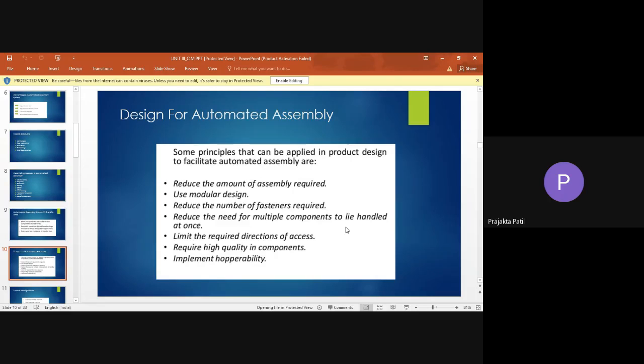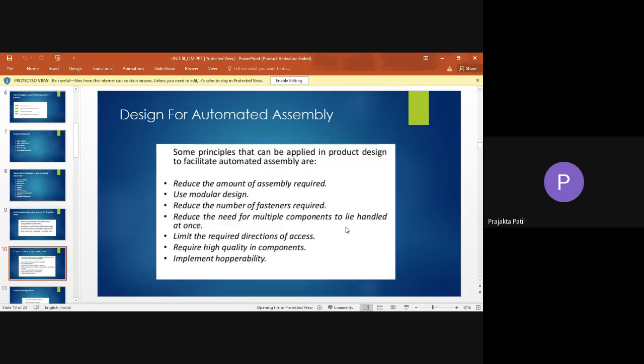Next is to reduce the number of fastening elements, or to reduce the number of fasteners which are required. Now we know what these fasteners are. I suppose everybody knows what these fasteners are. They are nothing but the screws and nuts that we are going to use to join one plate to another, one component to the other.